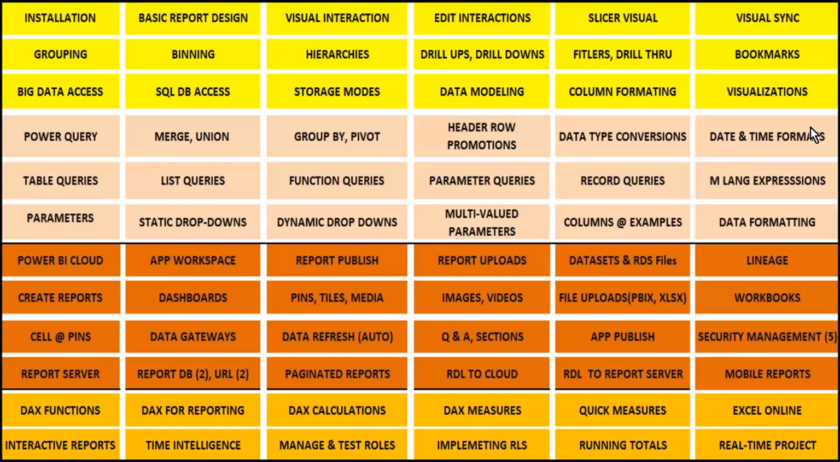The top 3 lines, the yellow box, are all the report basics. First 3 lines, first 6 chapters. Then we have Power Query, 3 chapters, and Cloud, 3 chapters, Report Server, 2 chapters, and then we have DAX, 4 chapters.